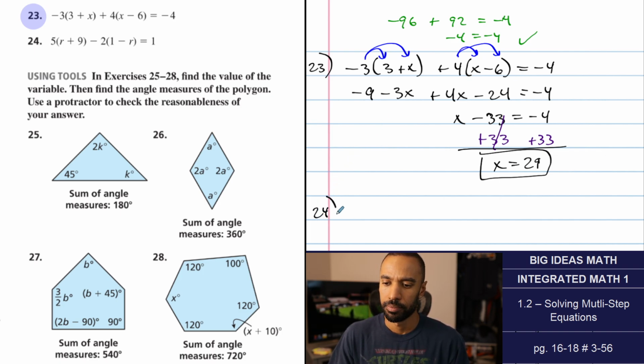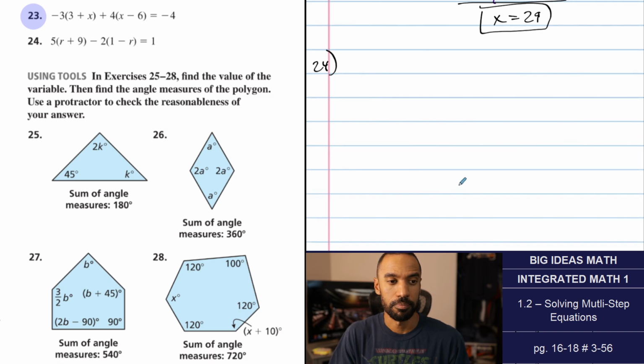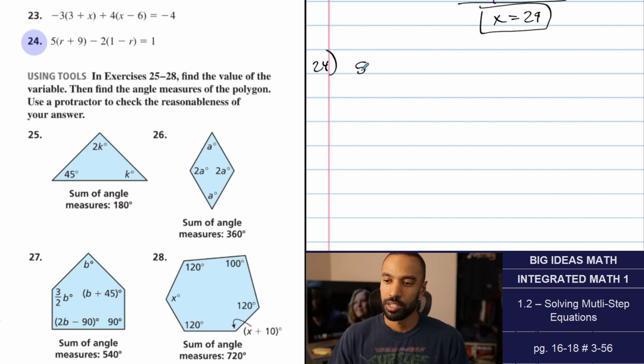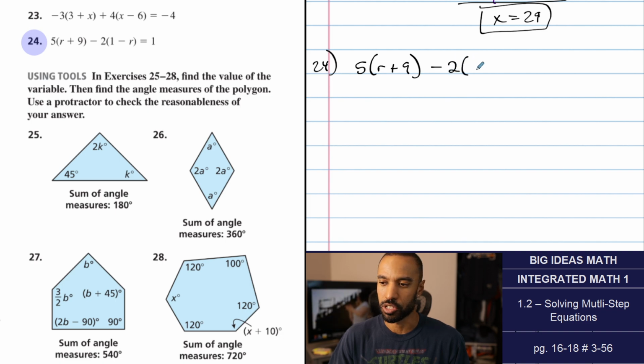Number 24. More of the same. I was glad to have an x. Now that's gone. Number 24, distribution. Go ahead and try this one for yourself if you haven't tried one yet. Be very cautious of how this negative is going in, so I'm glad they're doing one like this. Give it a shot.